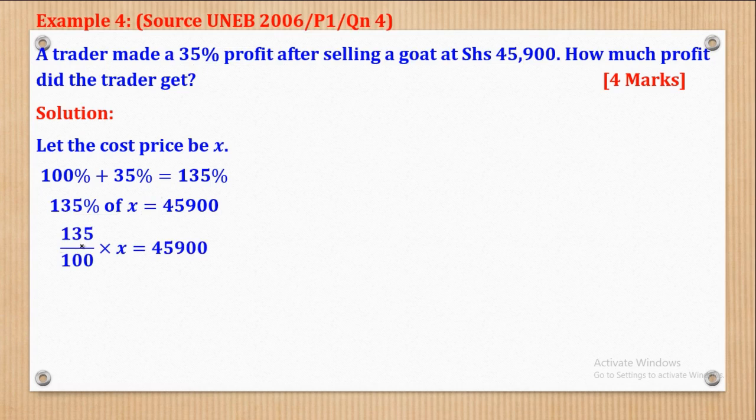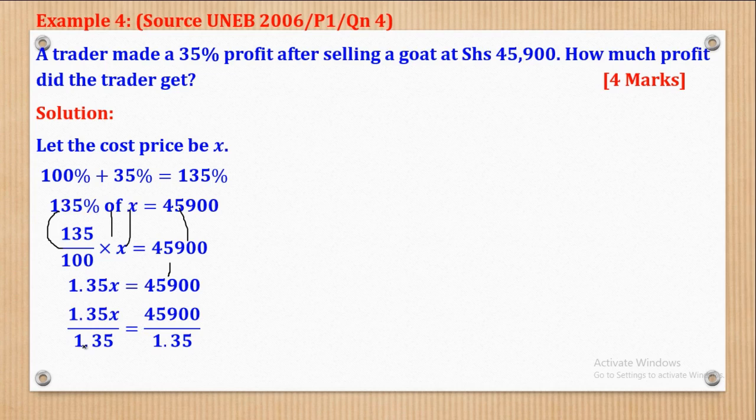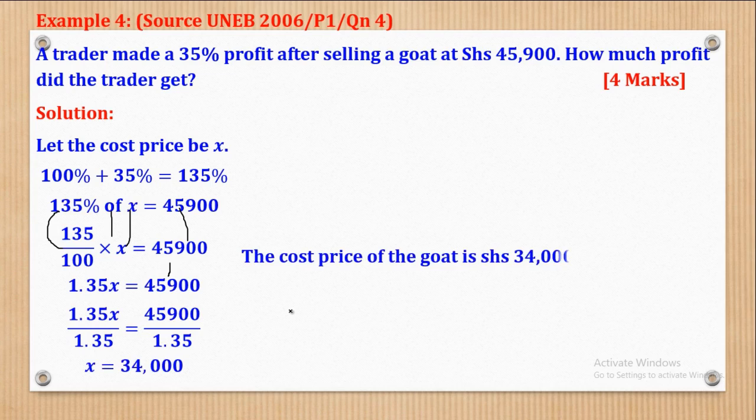And when I simplify, I'll come up with 135% is the same as 135 over 100 of, meaning multiplication. X is there and that is there. So when I simplify, I'll come up with 1.35x being equal to that. Then when I divide both sides by 1.35, and when I make x the subject, it will be 34,000. So basically, the cost price of the goat is shillings 34,000, but they want the profit he made.